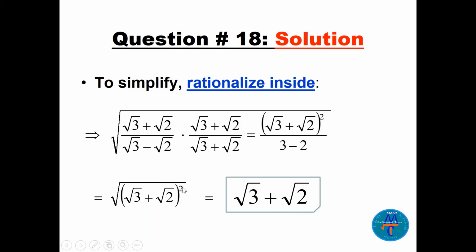This one we have something squared, like 5 squared, 7 squared, 2 squared. It will be, you know, put absolute value, but we know these are positive numbers. So the answer is square root of 3 plus square root of 2.